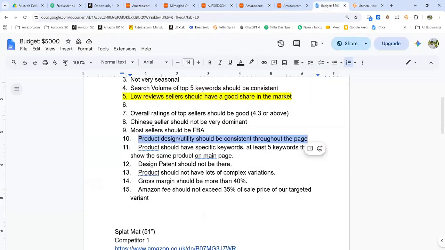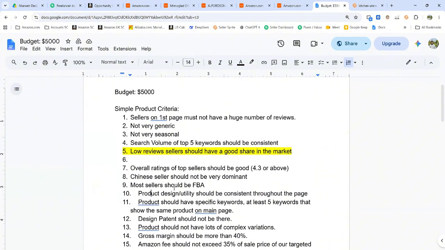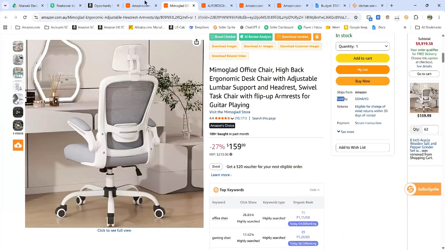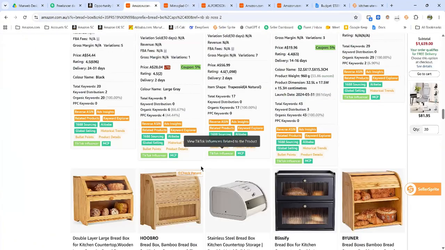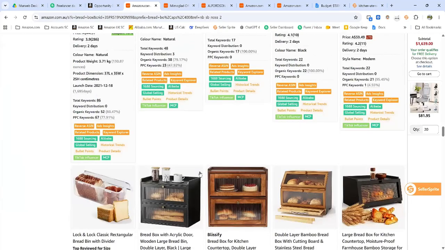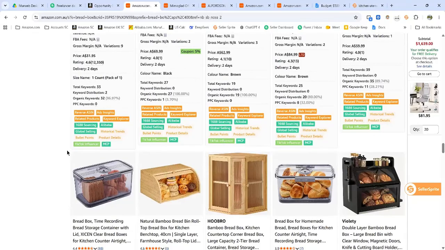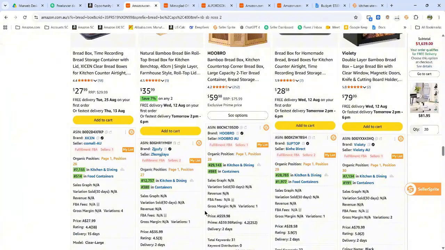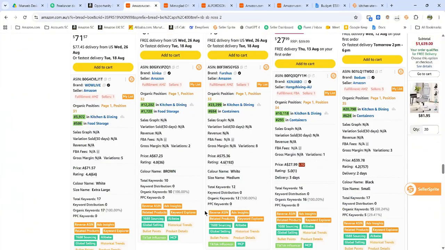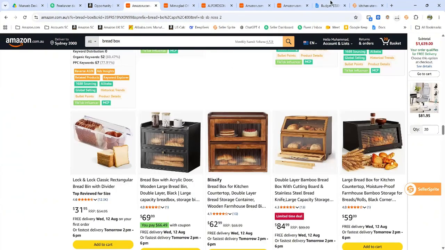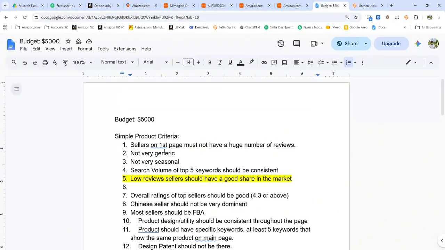So, you might have got the idea that overall the product should be consistent throughout the page, and not every other seller should be selling a very different or very unique design, which makes it difficult for us to launch a design or copy a competitor easily. So that's some basic criteria we'll discuss. We will discuss the rest of it in our next session.